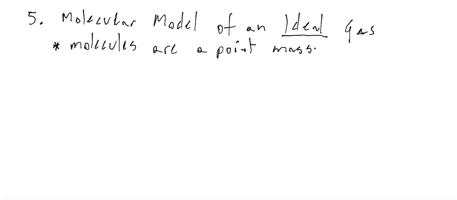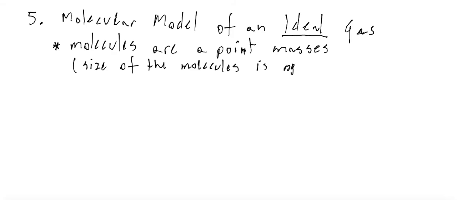What does it mean? It means that the volume of the molecule is negligibly small compared with the distance between molecules. Or let's imagine that molecules do not move. What is the volume of a finite number of molecules? The volume must be equal to 0. Okay, so molecules are point masses means that the size of the molecules is negligibly small compared with the distance between molecules.